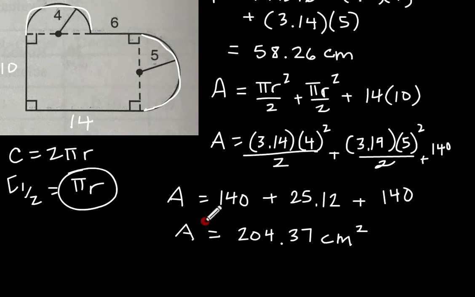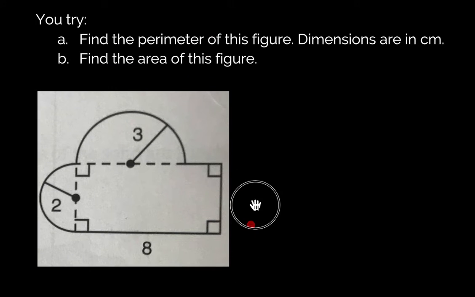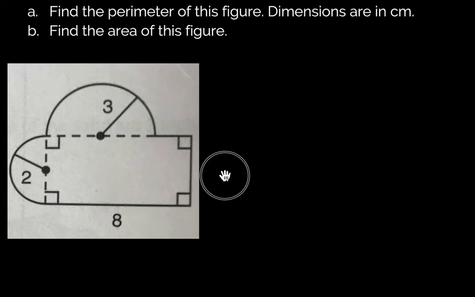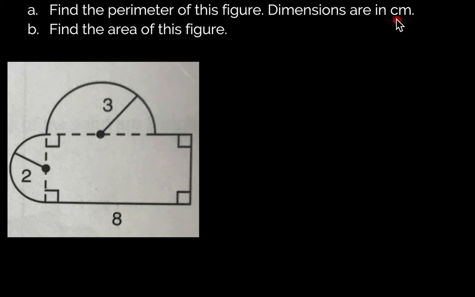All right, tough one for you. I hope you have a calculator. So let's give it a try. Here we go. All right, I turned the page. Okay, so we're going to find the perimeter and area of this figure. Dimensions are in centimeters. So go ahead, turn off the video, try the problem, do the perimeter and the area, and then see if you got it right.